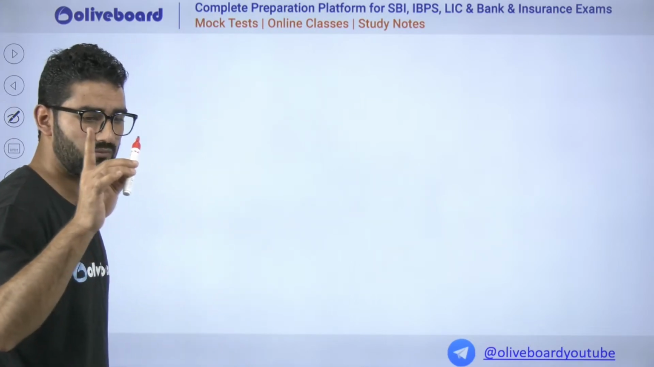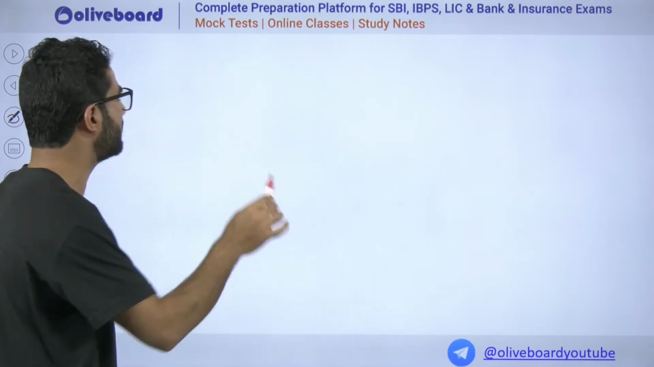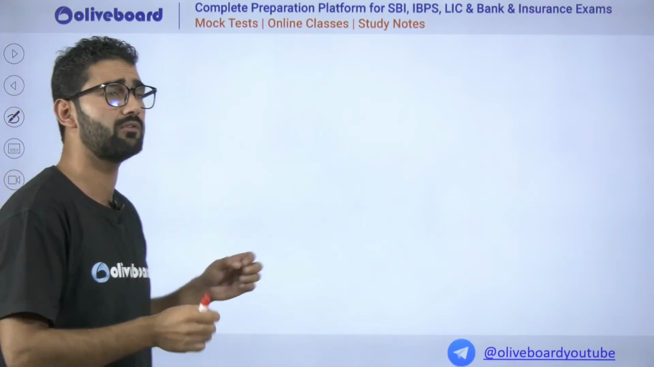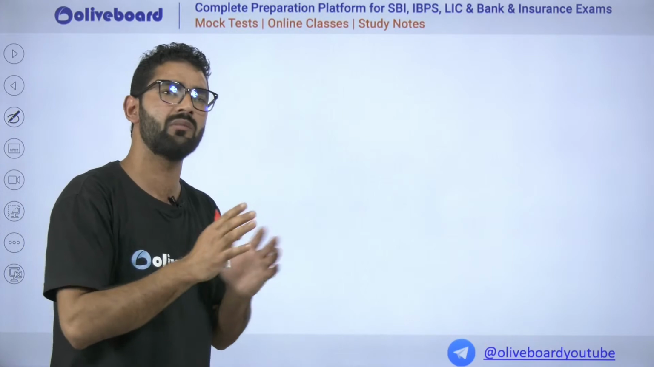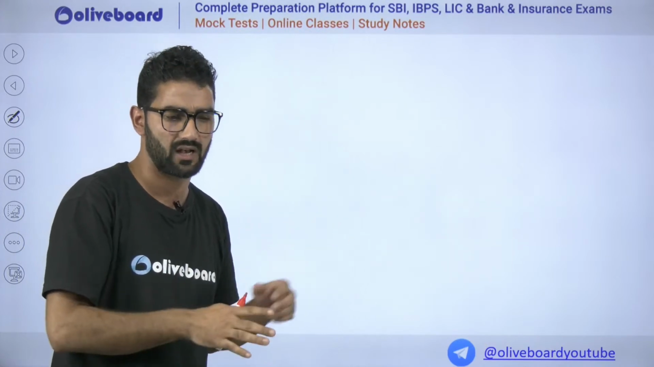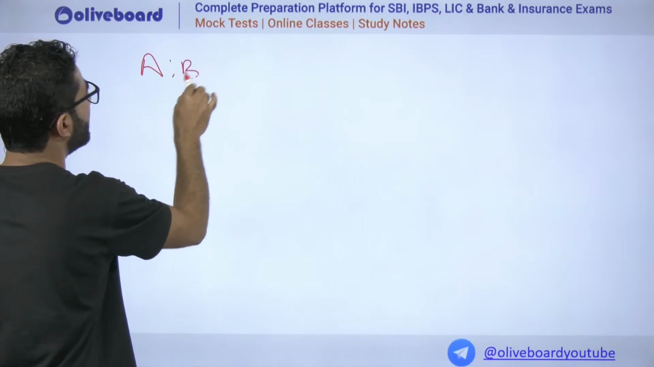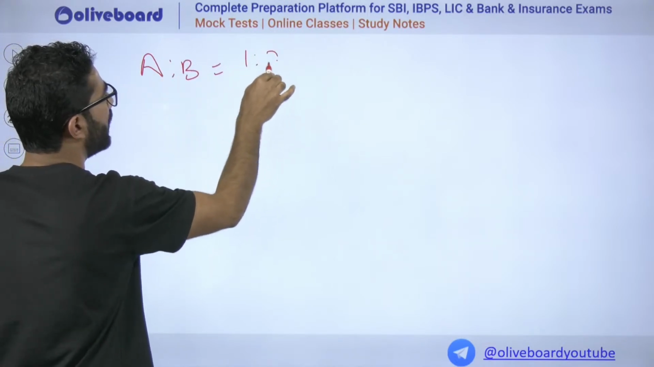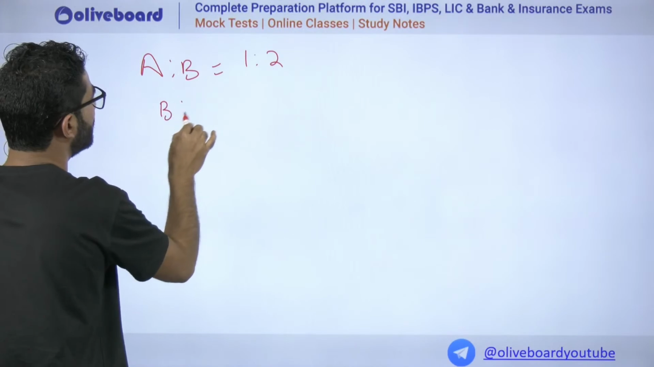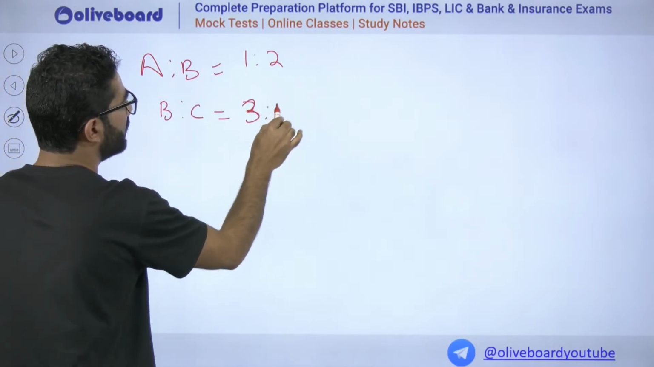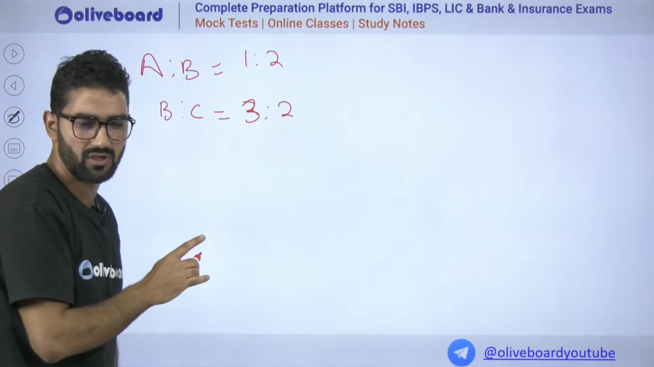I want to tell you one thing here. That is a simple trick for 4 numbers. When we are going to find the ratio between 4 numbers, for 3 numbers you directly know how to tackle it. If A is to B is given as 1:2, and B is to C is given as 3:2, so this is the ratio given.